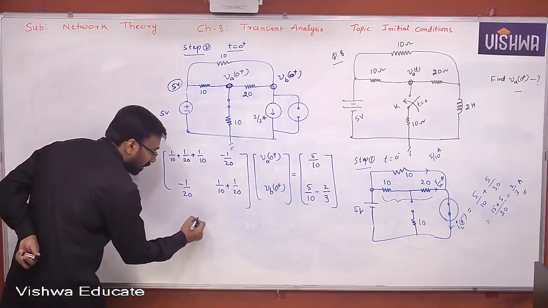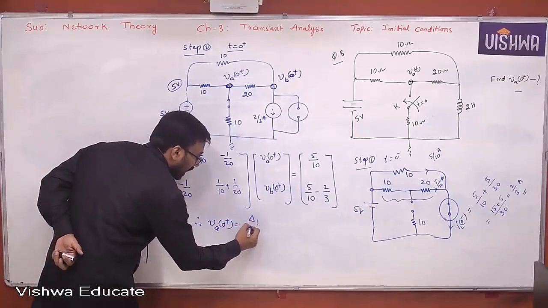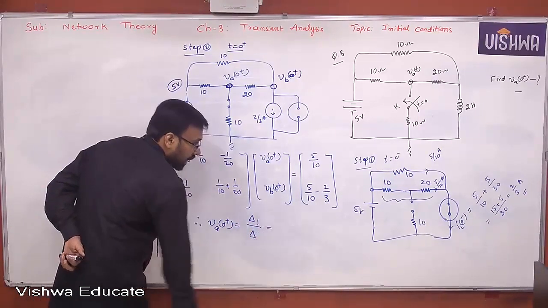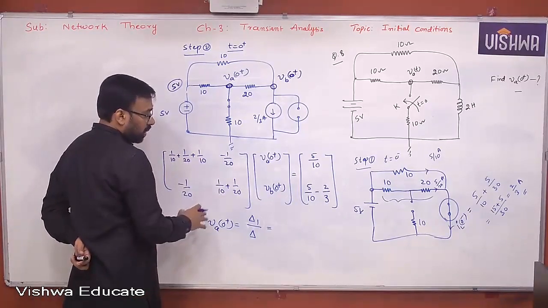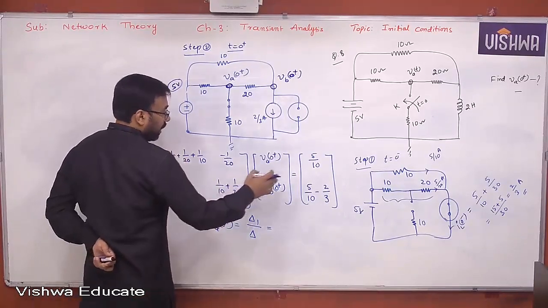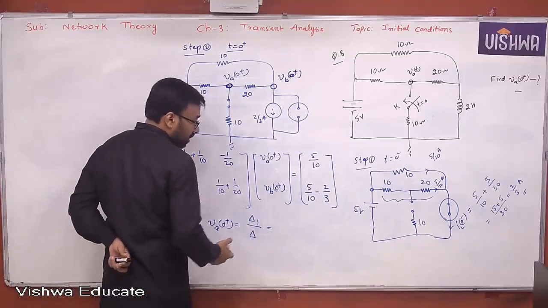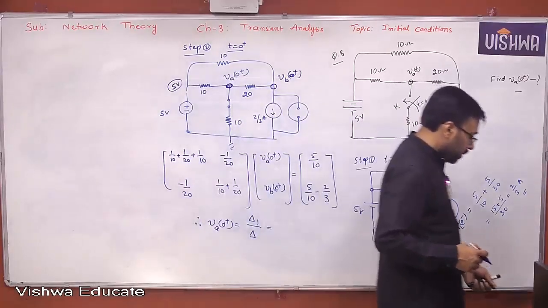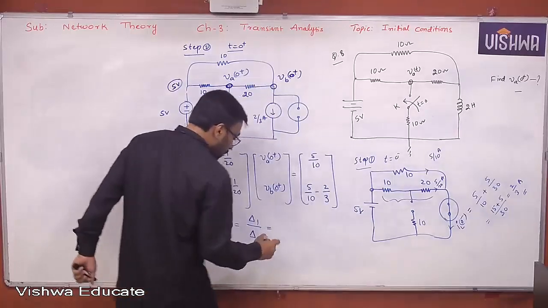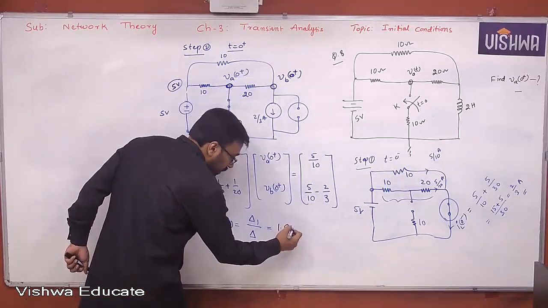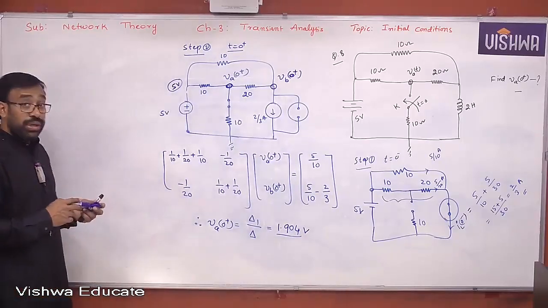Now, your requirement is what? VA of 0 plus. Apply Cramer's rule. Delta 1 by delta. Okay? So, please solve this. Delta value is nothing but what? The determinant of this particular one. Delta 1 is replace this by this particular column and then find determinant. Then finally you get the answer. I'll give you directly the answer here. 1.904. Please cross check this using your calculator. 1.904 volts. Okay. So this is how you need to solve the problems.